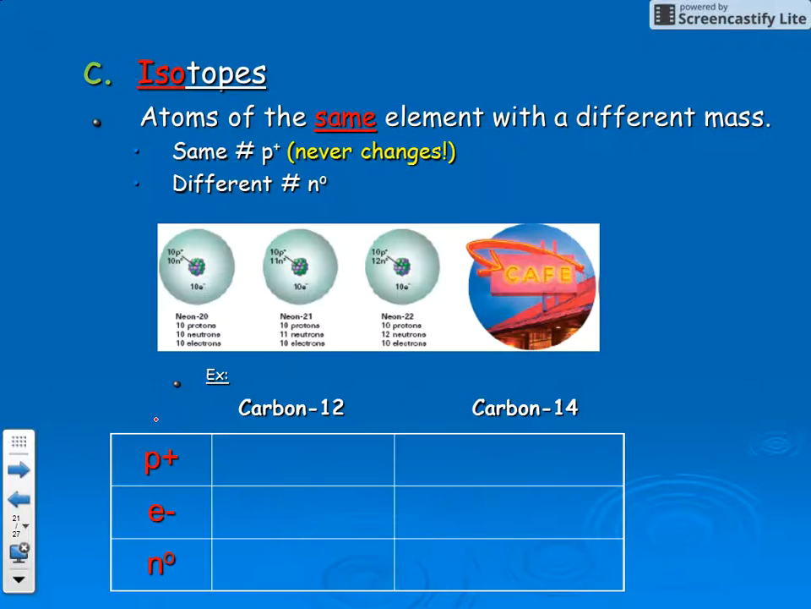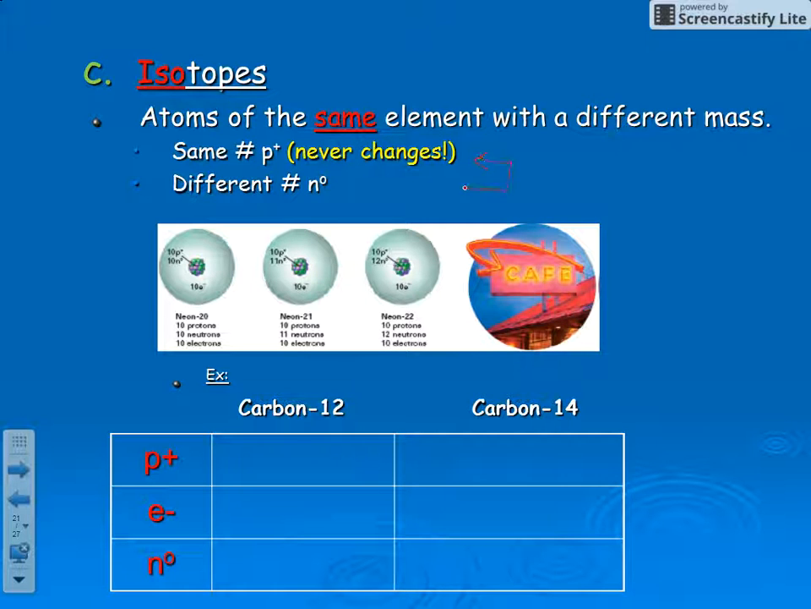Okay, now we have another term we need to be familiar with. They're called isotopes. Notice here I put emphasis on the prefix iso. That means same. So these are atoms of the same element, but they have a different mass number. Remember, the protons in an atom can never change. So if the mass number is changing, it must be the neutrons that are different. They have the same number of protons, but different numbers of neutrons.